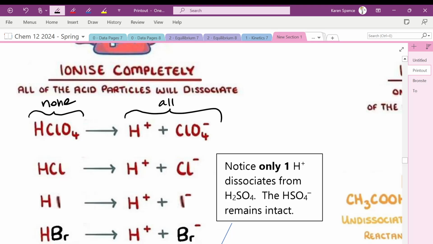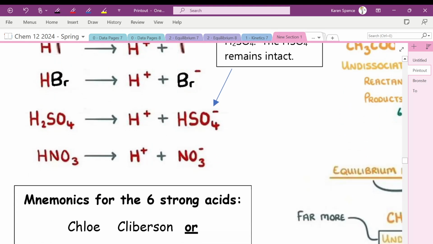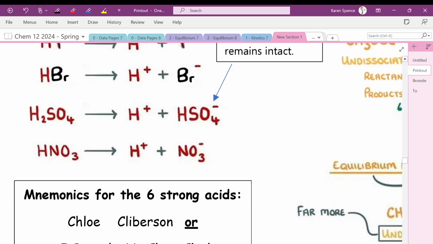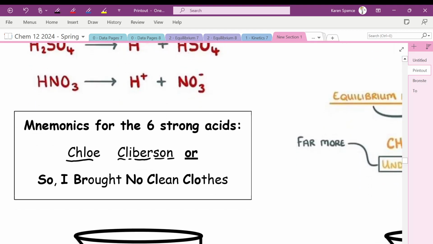You do not need to memorize these 6 acids. Why? They're on the table. But if you ever get to the point where you do need to memorize them, you can remember Chloe Kleiberson, okay? ClO4, ClIBr, SO, and then N. There should be an O at the end, but Kleibersono sounded stupid. So I brought no clean clothes. You don't need to do that. This is because I use the same thing for my AP students, okay? And they do have to memorize them for that exam.